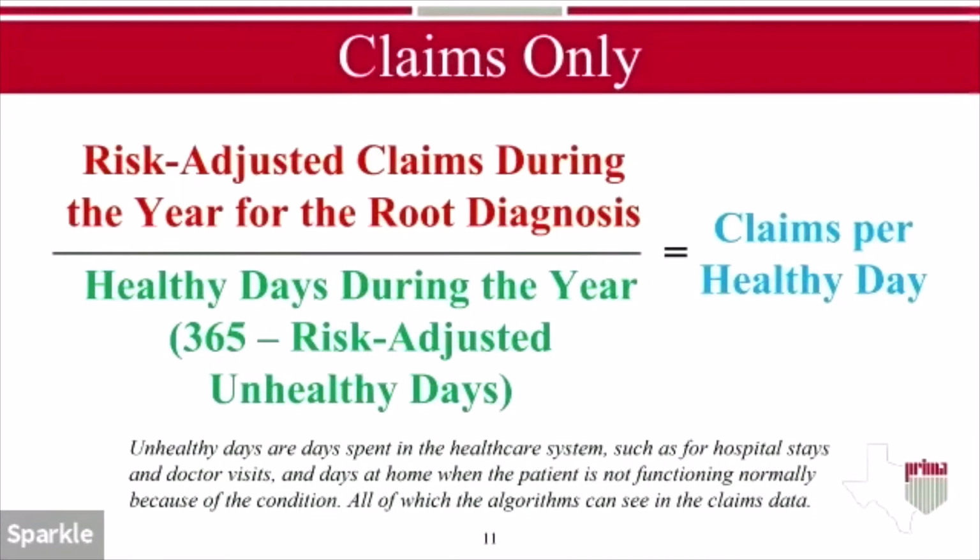If you don't have the absence costs, you just have the claims, you're an insurance company, you're looking at the dependents under an employer's health plan, you use the claims per healthy day. Claims per healthy day is a fraction. The numerator of that fraction are the claims during the year for the patient for a particular diagnosis, diabetes. The denominator is just the number of healthy days that patient had. So if they had 20 unhealthy days during the year, then the number of healthy days would be 365 minus 20, or 345 healthy days. And you divide the numerator by the denominator, and you get the claims per healthy day.